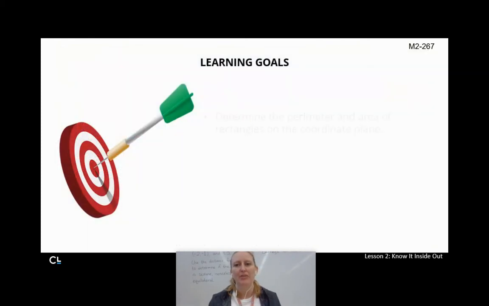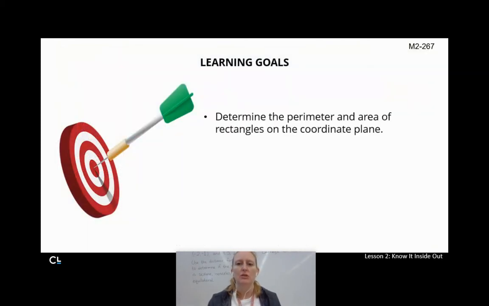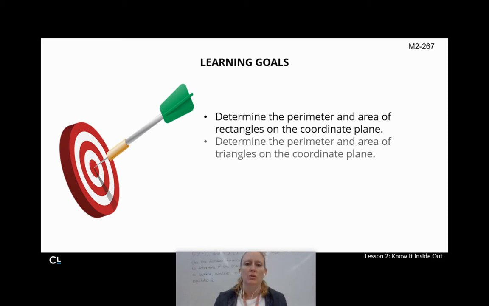On the coordinate plane. Today we're just doing the first part of this. We are on page M2-267, if you're not sure where we've gone. You're going to determine the perimeter and area of rectangles on the coordinate plane, and of course determine the perimeter and area of triangles on the coordinate plane.